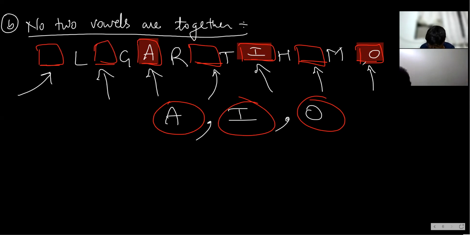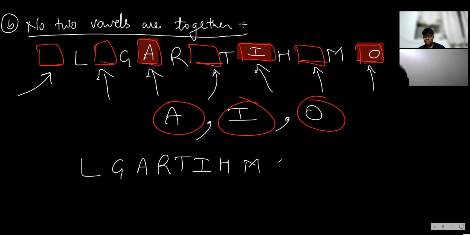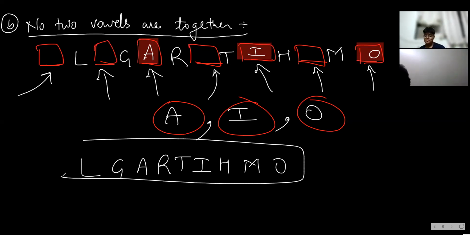Then when you decide to do it this way, the arrangement that you will get will be L, G, A, R, T, I, H, M, O. Check. This is one arrangement of the 9 letters, and the vowels are not together. See, the vowels are not together. That is how you can arrange it. You can arrange at any three of the 7 places.